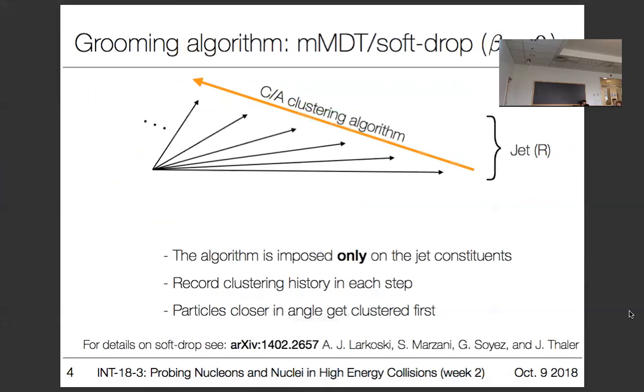So the grooming process is the following. Well, you start with a jet. You have to have a jet, no matter what kind of jet. It could be an anti-kT jet, but once you have the jet, you isolate the constituents and you perform a CA, Cambridge/Aachen clustering algorithm, to the constituents of the jet only. And every time you do a clustering step, you keep a record of the clustering process. The algorithm will first cluster the particles that are close in angular separation, and we continue up to wide angle radiation.